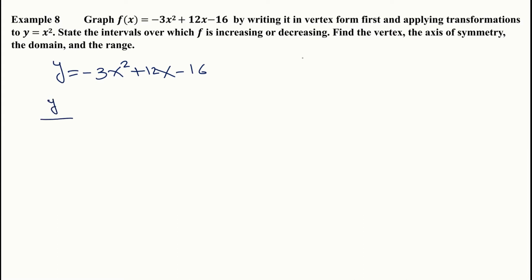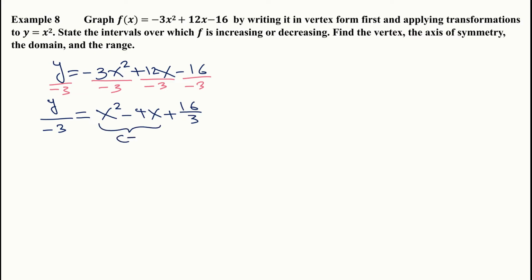So we get y over -3 equals, remember, that's going to mean dividing each of these terms by negative 3, right? Because on the right side, they're going to get split up like that, right? So we end up with, on the right side, x squared minus 4x, right? Plus 16 over 3. So now we're going to complete the square on those two terms.